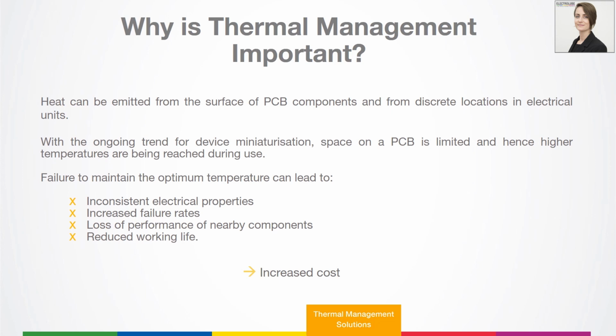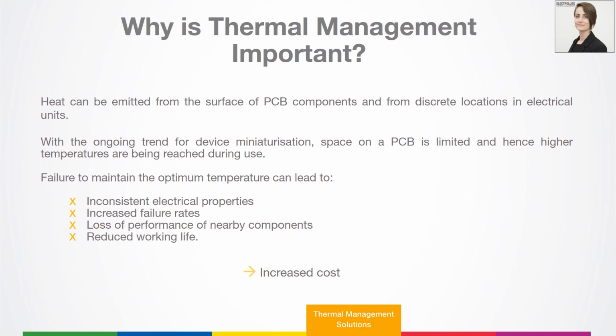Obviously, when circuit boards are in operation, individual components can emit heat. This heat can also build up in discrete locations of the electrical units. With devices getting smaller and smaller, the space on printed circuit boards is limited and higher temperatures are being reached. If you don't maintain an optimum temperature, this does lead to inconsistencies, which in turn reduces the working life and also increases the failure rate of components and devices.